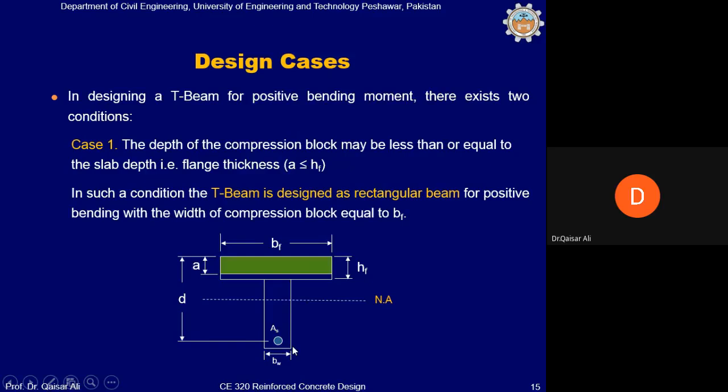So in the case of positive bending moment, if the compression block depth A is within the slab, or even equal to the slab thickness, then the shape of this green color, which is the compression part, will be rectangular, and the beam will be designed as rectangular. Although the shape of the beam is T, the design will be like that of a rectangular beam, with the only difference that BW will be replaced by BF, as you will see in the examples.